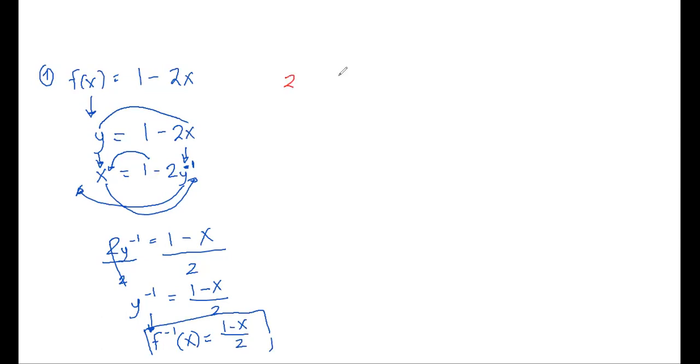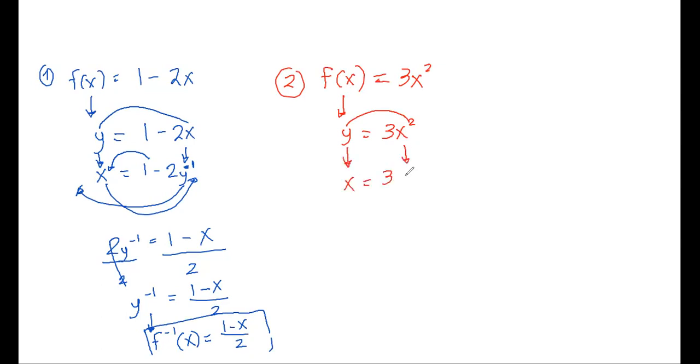For example number 2, we have f of x equals 3x squared. Again, we change f of x to y. Then we interchange x and y. So y becomes x and x becomes y. But this time, let's have it y to negative 1 and there's a squared outside. Then, since we need to have just y to negative 1 left, we need to divide both sides by 3.